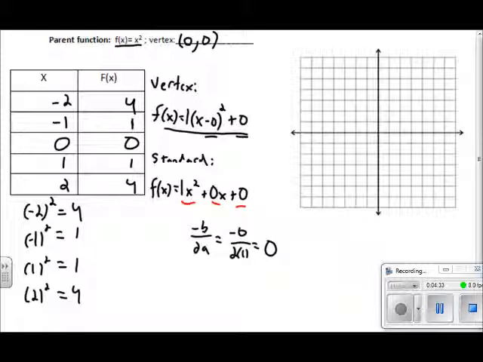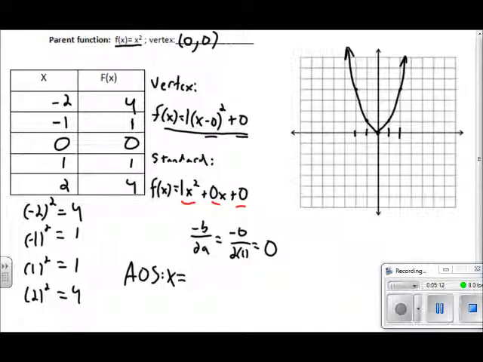So in this case, the parent function, the simple parabola, has vertex at (0, 0). We have the point negative 2, up 4, negative 1, 1, positive 1, 1, positive 2, 4. So this is what our parabola is going to look like. If we want to look at it in vertex form and analyze it, other things that we want to look at are the axis of symmetry, which remember is an equation.